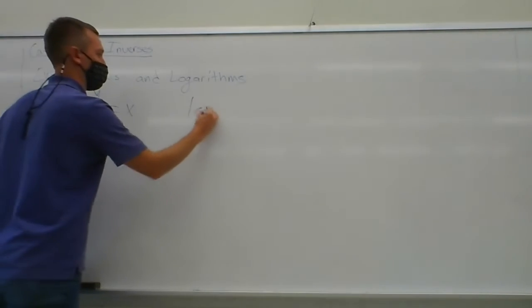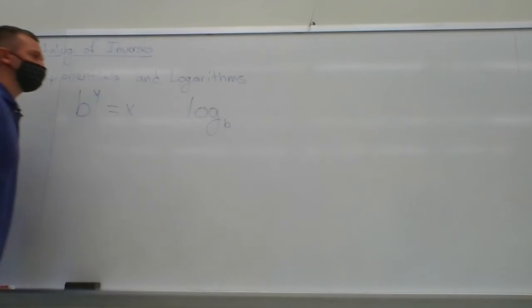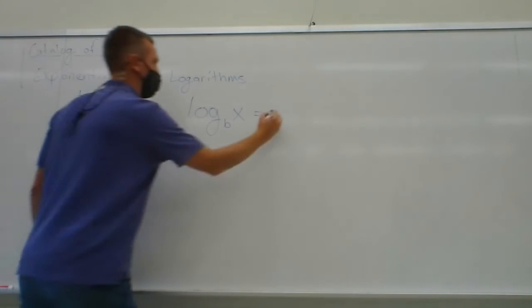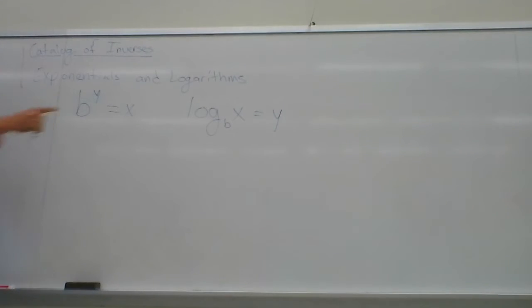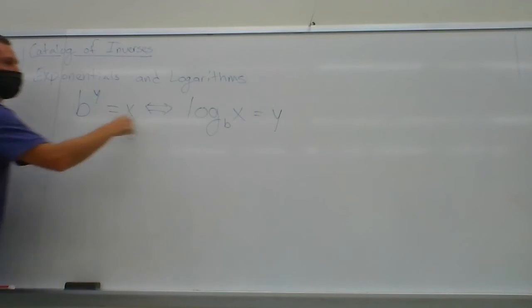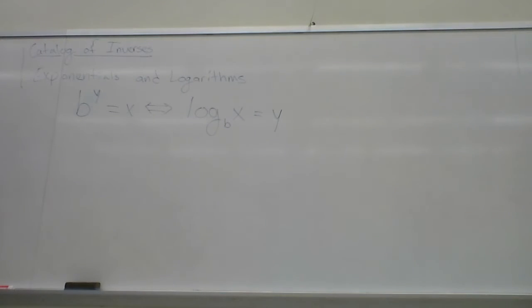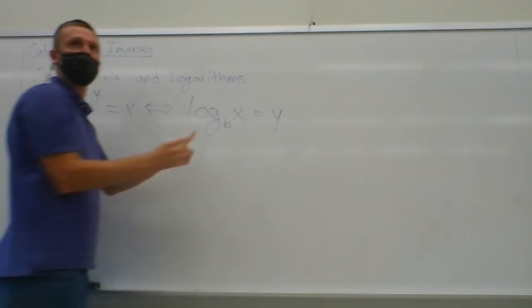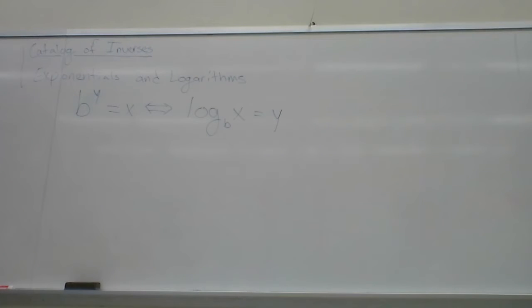And the logarithm has some base b, which is subscripted, some argument x, and some output y. And these are equivalent expressions, meaning if this is true, then so is this. They're not equivalent in that they're exactly the same thing. Logarithms are not exponentials. Exponentials are not logarithms. They're inverses of each other. But they're equivalent in the sense that if I have a pair x and y that make this true, then the same pair will make this statement true.